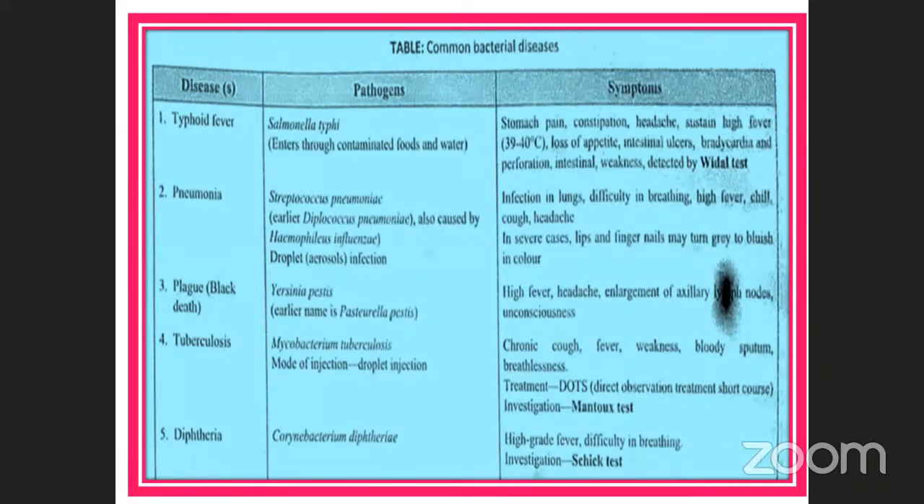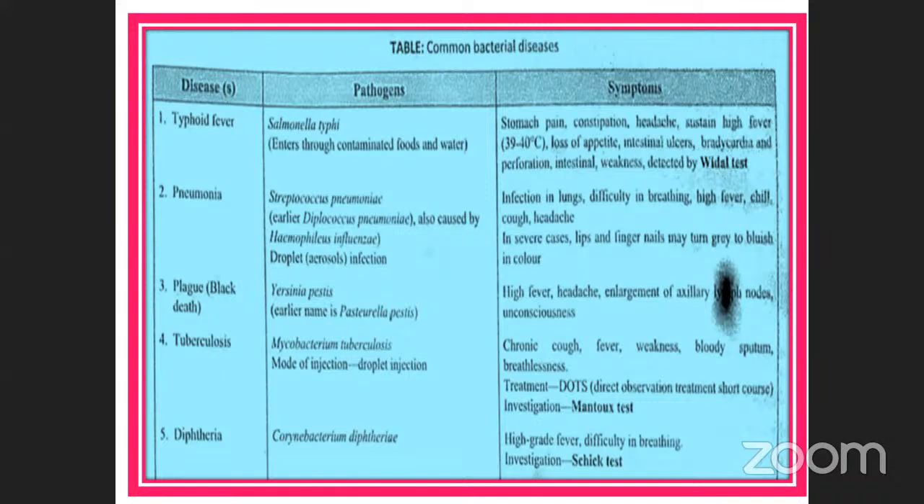Intestinal weakness is detected by the test known as the Vidal test. This is also very, very important. Typhoid is identified or diagnosed by the test called the Vidal test. You must note it down. Typhoid fever, Salmonella typhi, and the test. What are the symptoms here?